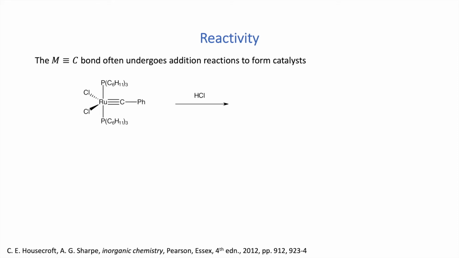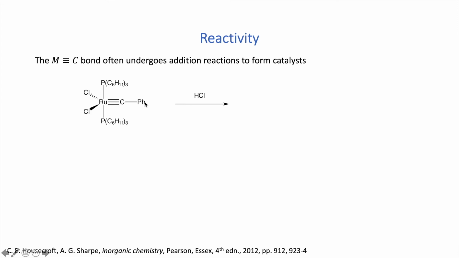The triple bond between the metal and the carbon in the carbyne complexes can have different reactivities depending on the type of complex. So, in a Fischer carbyne complex, the carbyne carbon will show some electrophilic behaviour. This means it would be more prone to an attack from a nucleophile. However, in a Schrock carbyne complex, the triple bonded carbon exhibits some nucleophilic behaviour, so it does the opposite and it's more prone to attack an electrophile. The metal triple bond can undergo addition reactions to form catalysts.